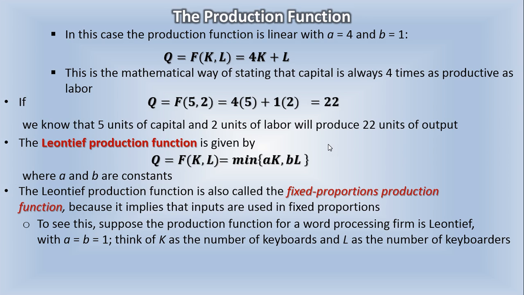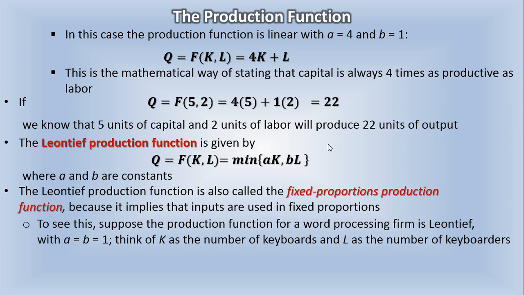Let's say A and B are equal to 1 here, and we can think of K as the number of keyboards and L as the number of keyboarders. The only way you're going to be able to increase the amount of output is to increase both the amount of keyboarders and keyboards. If you just increase the amount of keyboards, that's not going to do anything because you're not going to have anybody to use the keyboards. And if you increase the amount of laborers and there's only 1 keyboard, then that's not going to do anything either. So the inputs have to be increased in fixed proportions.